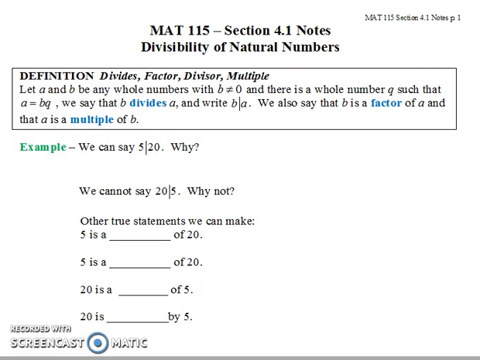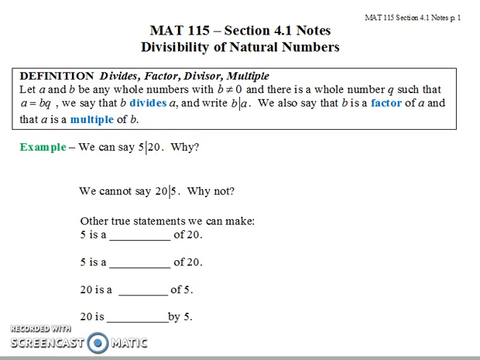Let A and B be any whole numbers with B not equal to 0, and there's a whole number Q such that A is equal to B times Q. We say B divides A, and we write B with a straight line down. We also say that B is a factor of A, and that A is a multiple of B.